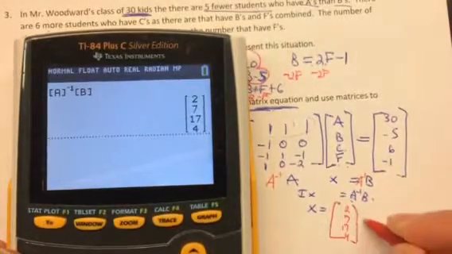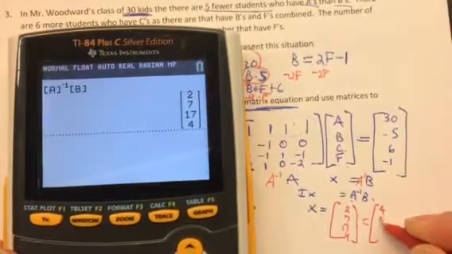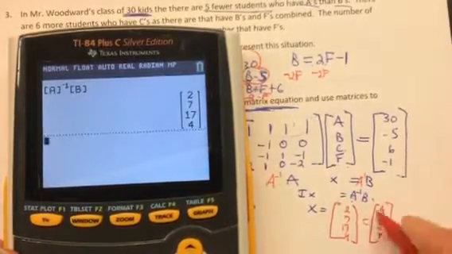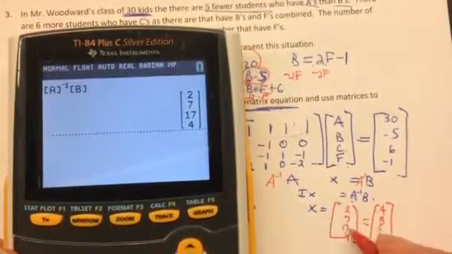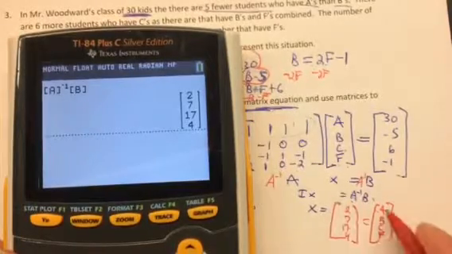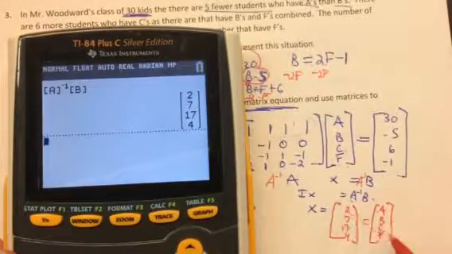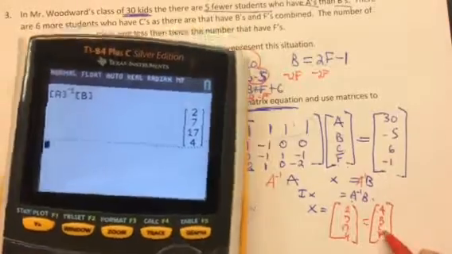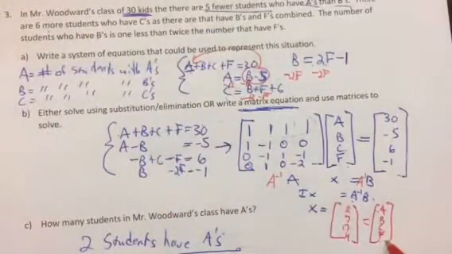And again, this x is A, B, C, F. So A is 2, B is 7, C is 17, F is 4. The number of students who got A's were 2. The number of students who got B's was 7. The number of students who got C's was 17. And the number of students who got F's was 4.